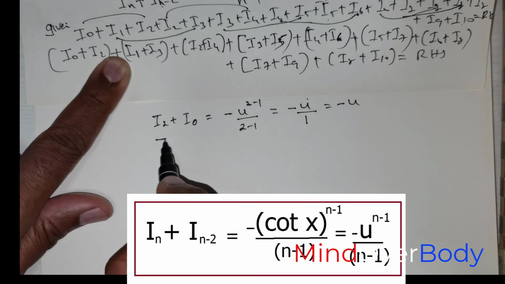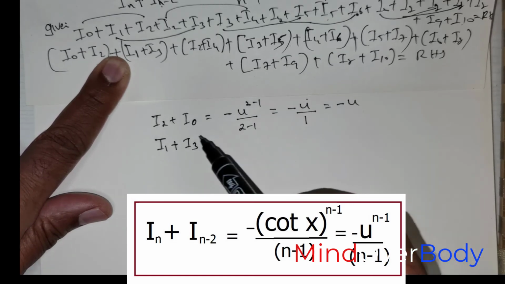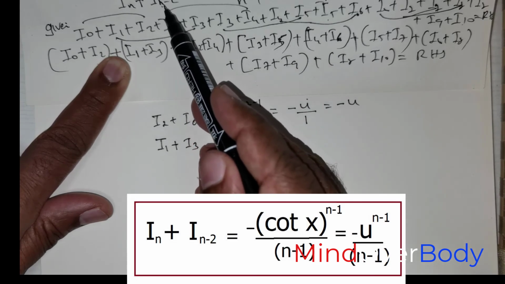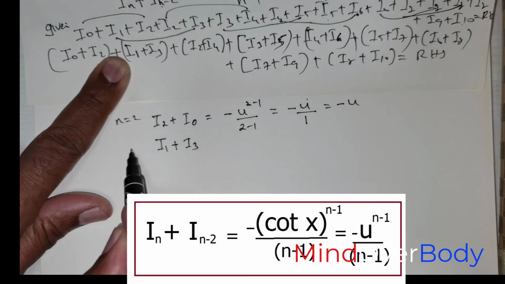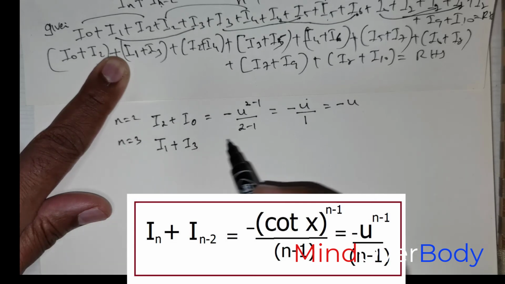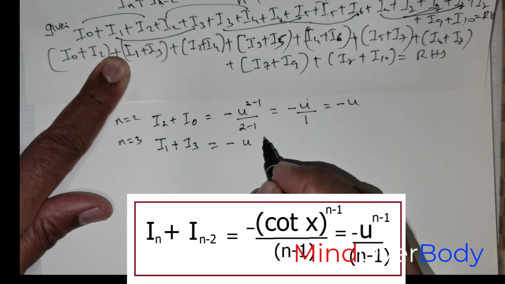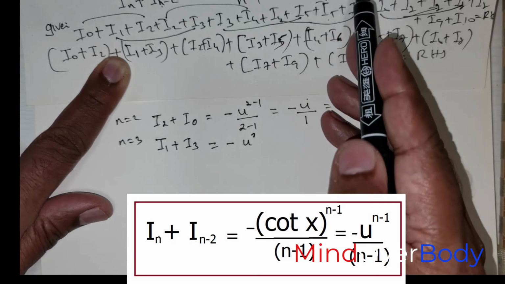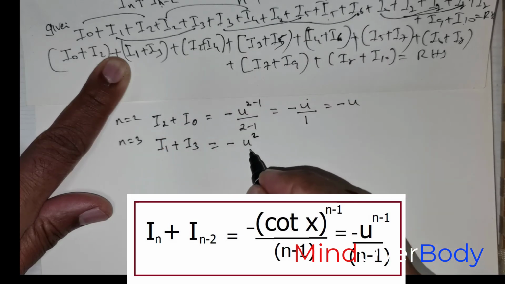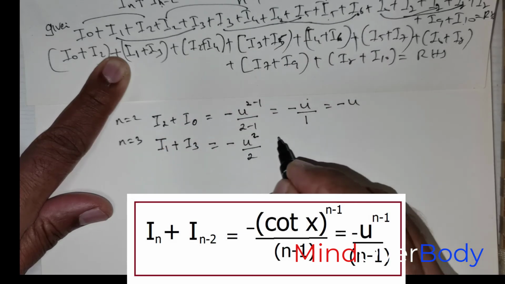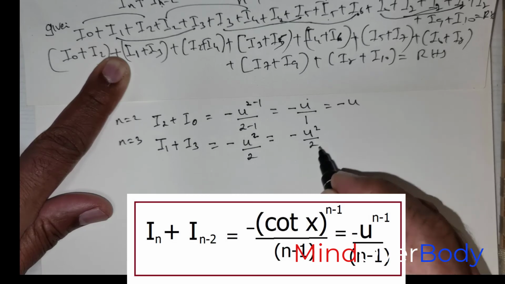So next is I1 positive I3. So when would that be possible? To get I1, I would have to take n is equal to 3. So this is n is equal to 2. This is n is equal to 3. If I were to take n is equal to 3, this is going to be negative u raised to 3 minus 1. Right. So that's going to be u squared divided by 3 minus 1, which is 2, which is equal to negative u squared over 2.